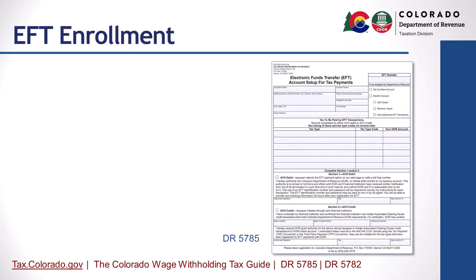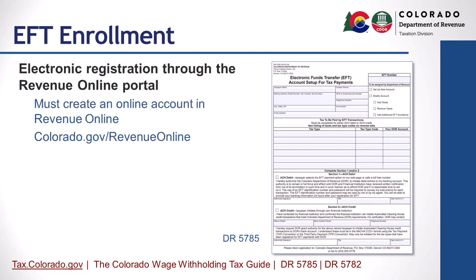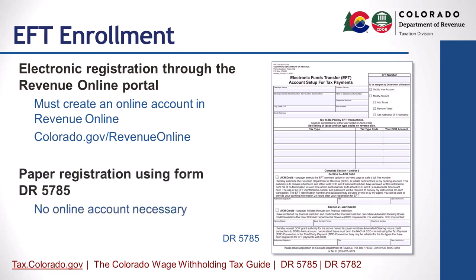Employers must first register with the Department of Revenue in order to make payments via EFT. There are two methods to register in the EFT system. One is through the Revenue Online portal, and the second is by using the paper form DR 5785. In order to use the Revenue Online portal to register for EFT, a Revenue Online login must first be established. There is no online registration requirement to register using the form DR 5785.